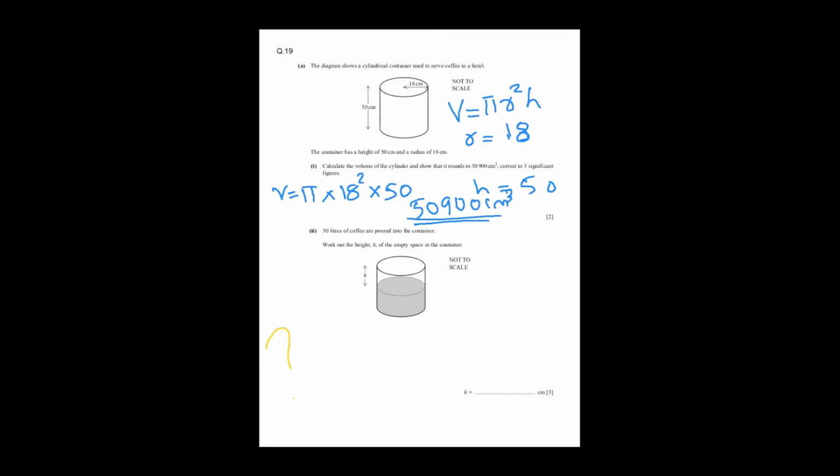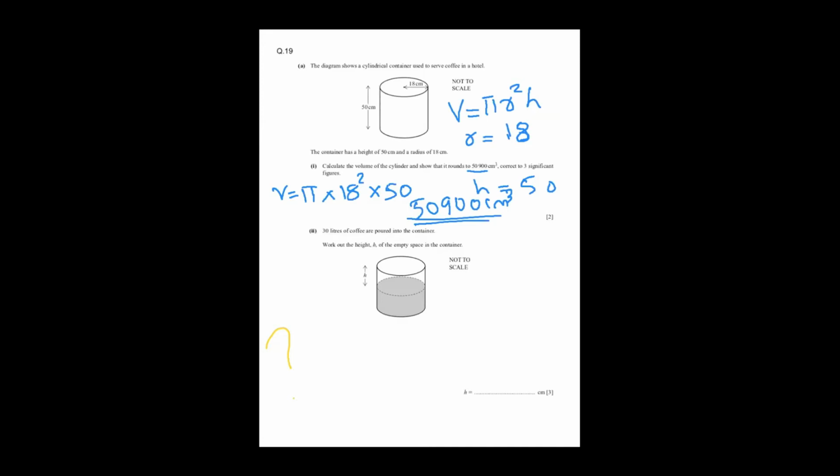30 liters of coffee are poured into this container. Work out the height of the empty space in the container. So we know the total volume of this container is 50,900 centimeters cubed. So first of all, you try to convert this. That is 50,894, that's correct. But they are asking to show it rounds to 50,900 centimeters cubed. So we are basically rounding to 50,900 centimeters cubed.